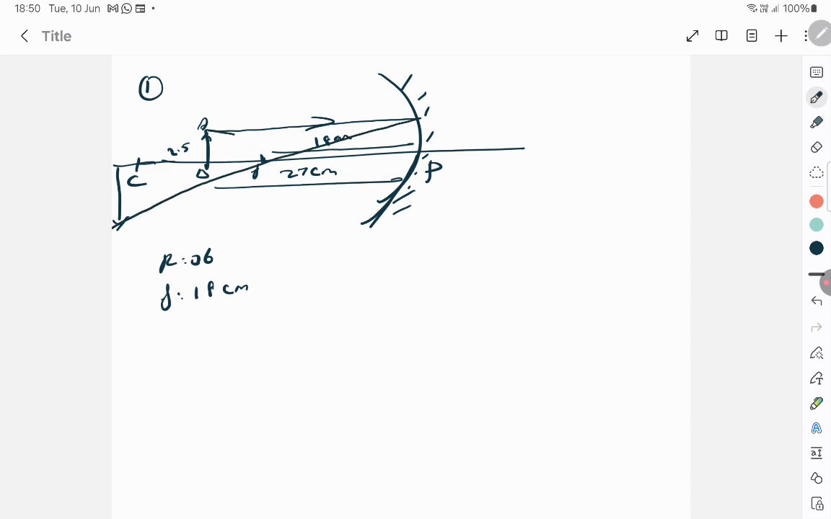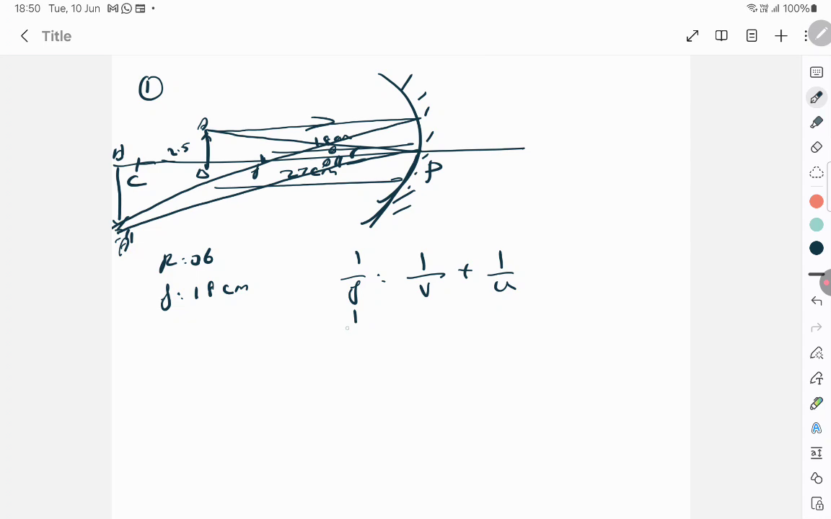Any ray falling obliquely at P will also get reflected back obliquely in such a way that the angle of incidence is equal to the angle of reflection. This is equal to theta, this is equal to theta. So thus you get your B dash A dash, which is your final image here. What is the question? At what distance from the mirror should a screen be placed in order to receive the sharp image? So 1 by F is equal to 1 by V plus 1 by U, the mirror formula.